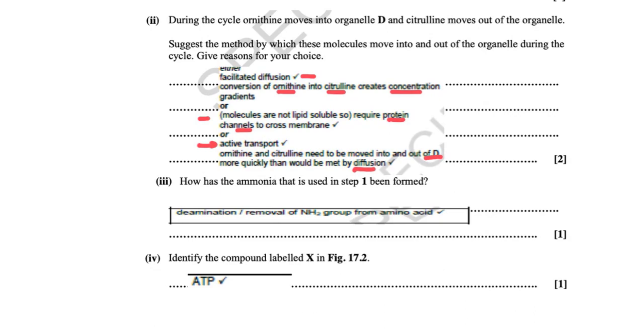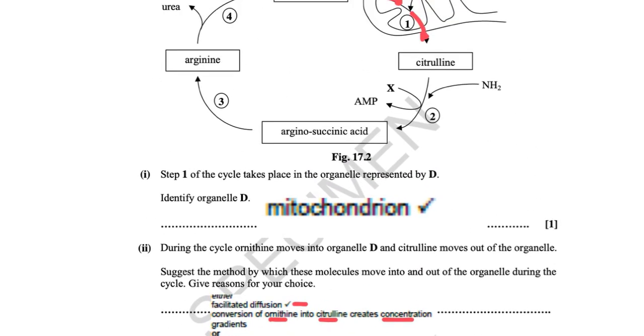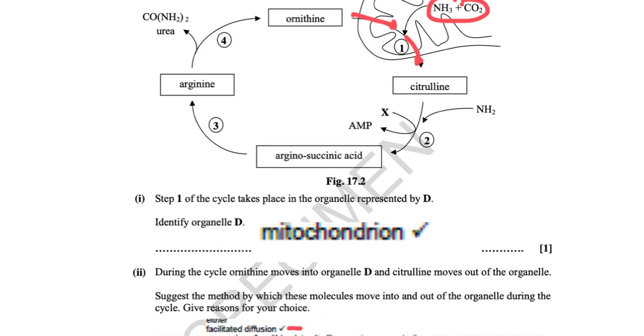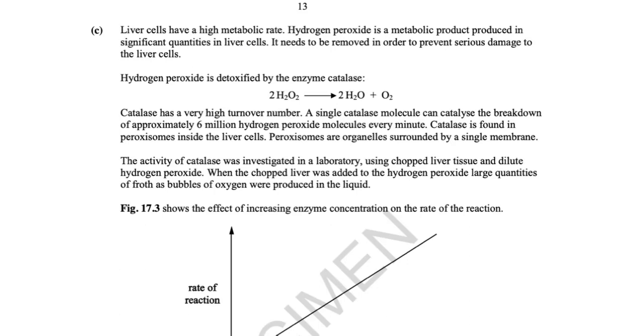Then on to identify compound X. Well, compound X is made into AMP, adenosine monophosphate, so compound X is ATP, that is adenosine triphosphate. On to a part of a question which tests your understanding of how to carry out good practicals.